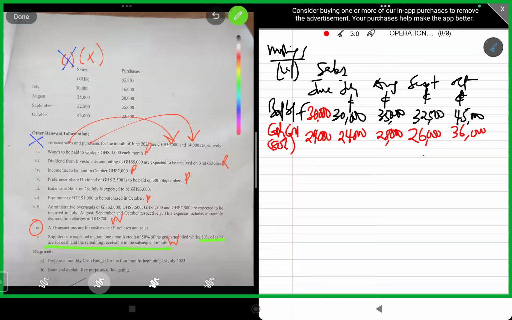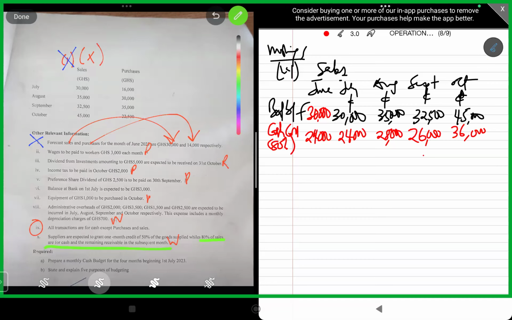Okay. You understand? That means receivable. Receivable is talking about the customers owing the business, the money the business is yet to collect from customers. So in June, they will not collect the entire 30,000. Rather, they will collect 24,000, which is the 80%. Then the balance is 20%.